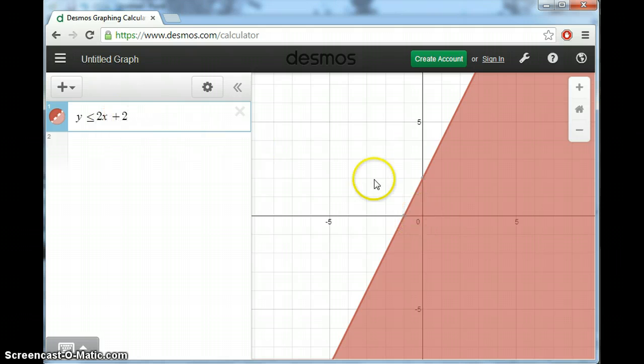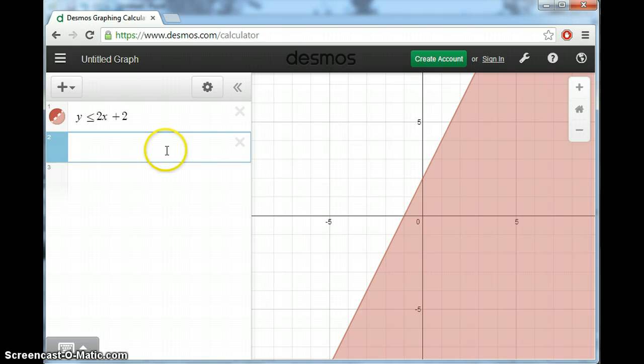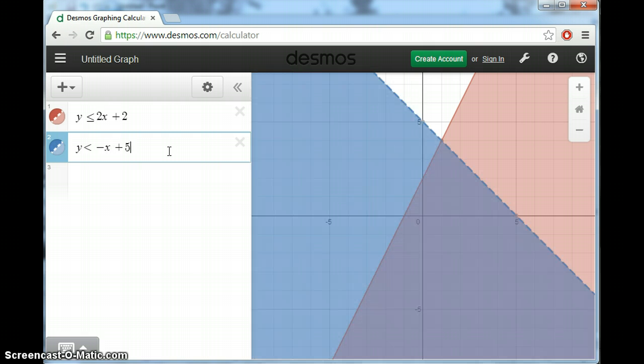You look at the intercept first. It says plus 2. You go up to 2, and then you go over 1, up 2, over 1, up 2, right? The legs, 2 over 1. Alright, and here's the next one: y is less than negative x plus 5.